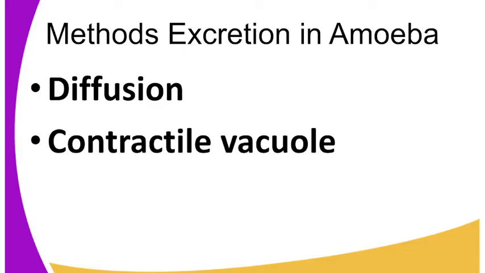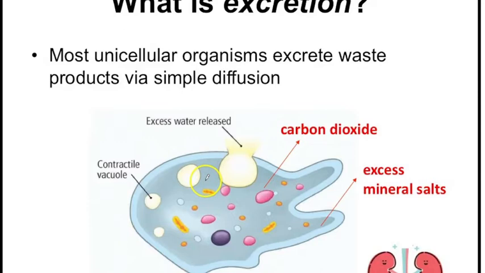Unicellular organisms include organisms such as the amoeba. There are various methods through which they excrete. The first one is diffusion, and the second one is through the contractile vacuole. We'll talk about excretion first. Most unicellular organisms excrete waste products via simple diffusion.